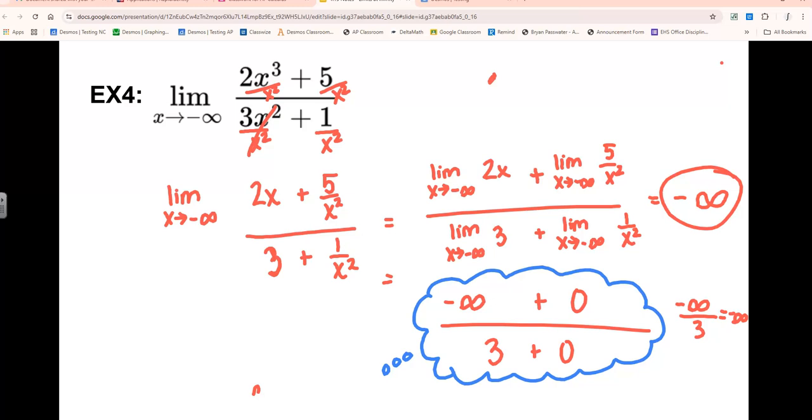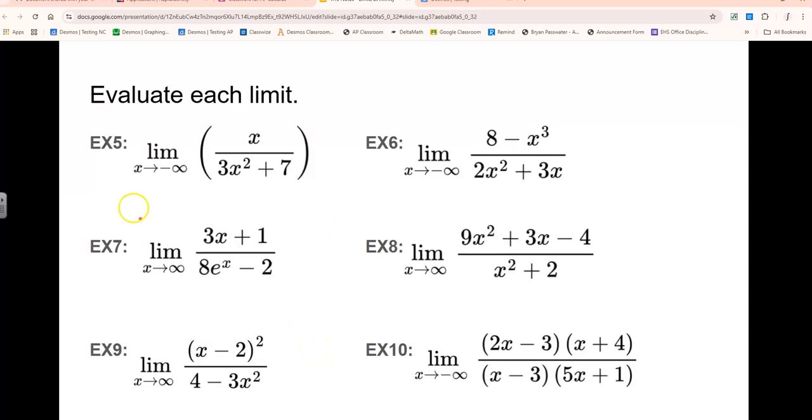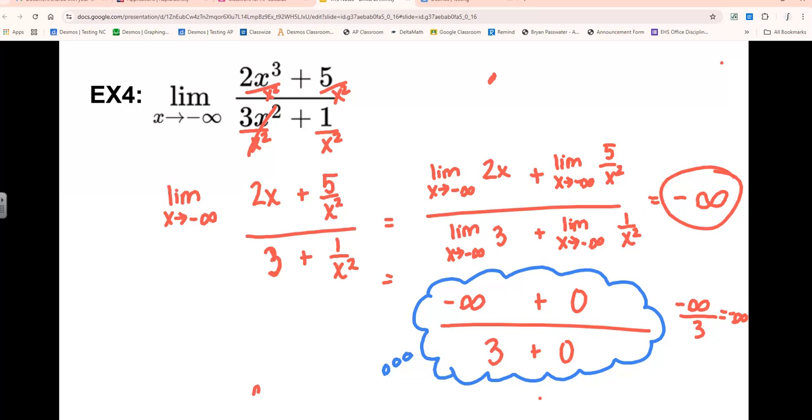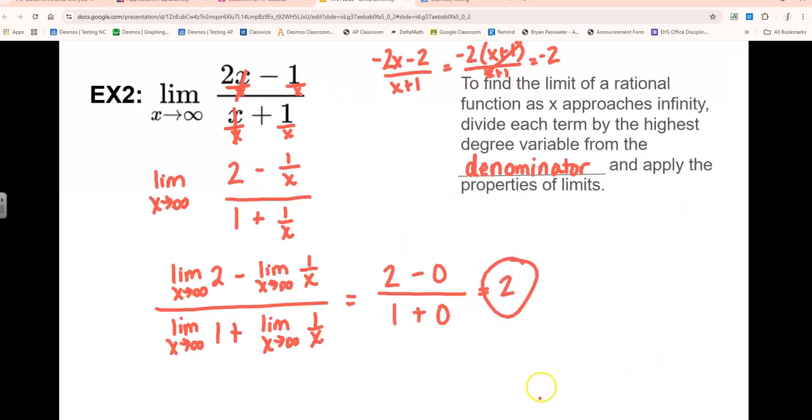So for regular rational equations, there's a shortcut that makes it so much faster. If you were to flip ahead, I've got a bunch of limits here, and you're like, oh, it's going to take us forever, but it will not. Because notice here that we had a rational equation with x on top and x on bottom. The degree of my top was the same as the degree on the bottom, right?